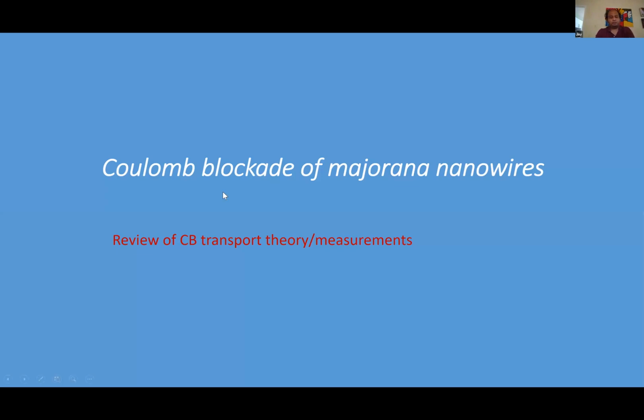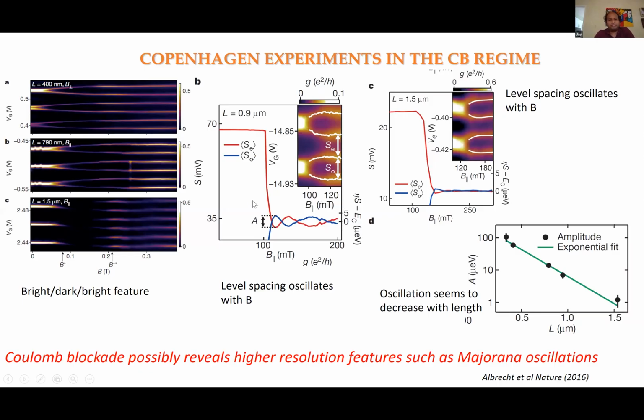So I'll tell you about the other piece of work shortly. This is work done with Ihua Lai, who's another student. This is another kind of experiment, which is Coulomb blockade. So the Majorana wires have been put in the Coulomb blockade regime. This was actually done in 2016.